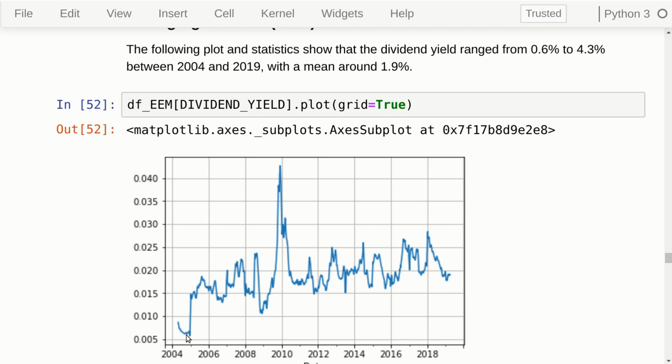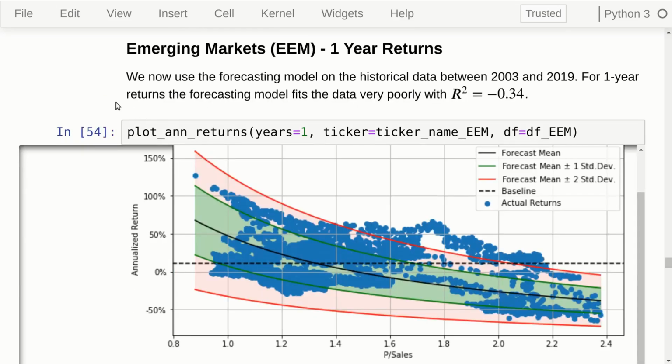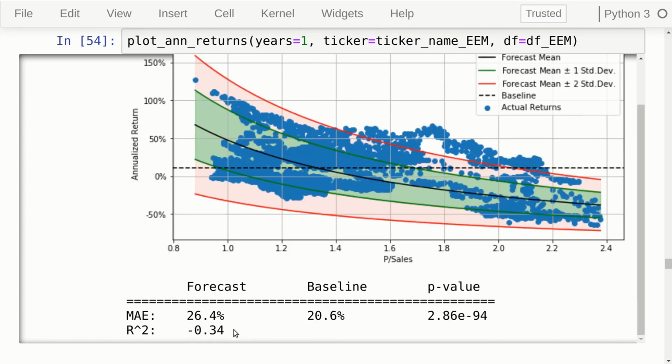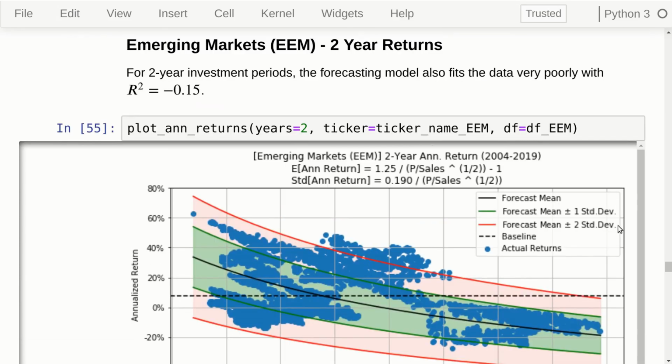And this ranged between 0.6% and a bit more than 4%. And the average was around 1.9%, which is around here. So let's try and use the forecasting model where we just use the averages for this entire historical period and see how that fits the annualized returns. So this plot here shows it for 1-year annualized returns. And as you can see, it's all over the place and it's a very poor fit. And the R-squared value is minus 0.34. Now let us consider 2-year annualized returns.